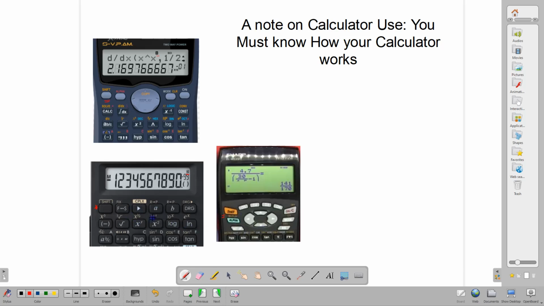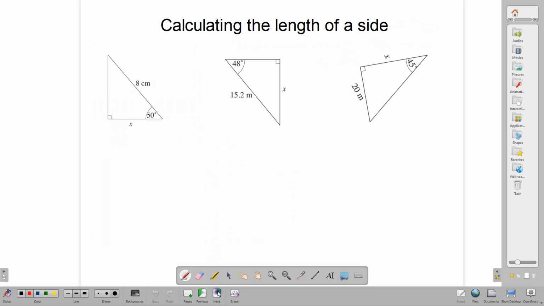But with these calculators, you kind of work things out in a slightly different way. And we'll talk about that in a little bit more detail later on. But essentially, you must know your calculator inside out. It should be like a part of your hand or an extension of your mind when you're doing this kind of work in trigonometry. Having said that, let's move on to look at some calculations.